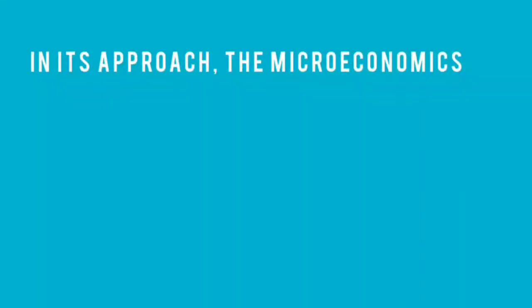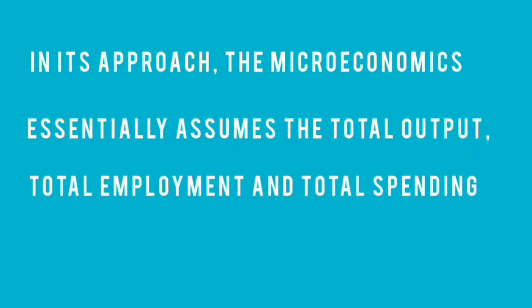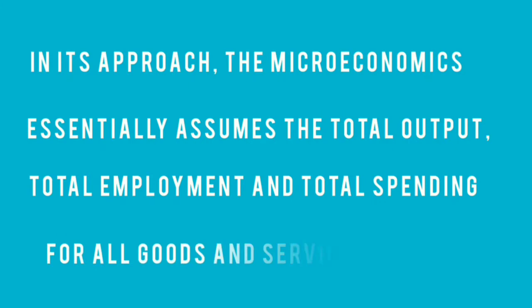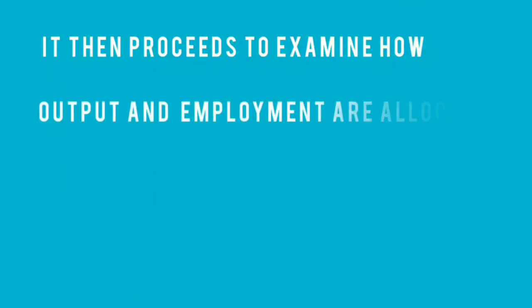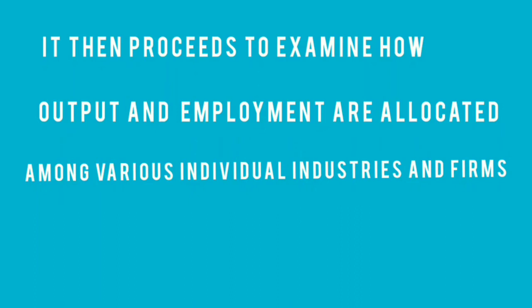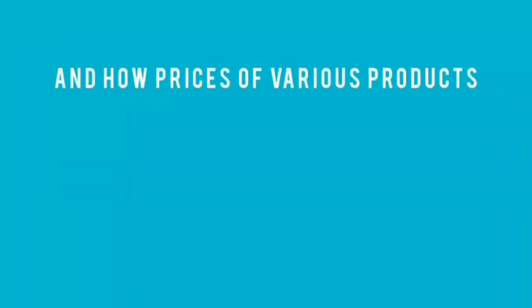In its approach, microeconomics essentially assumes the total output, total employment, and total spending for all goods and services given. It then proceeds to examine how output and employment are allocated among various individual industries and firms within industries, and how the prices of the various products of these individual firms are established.